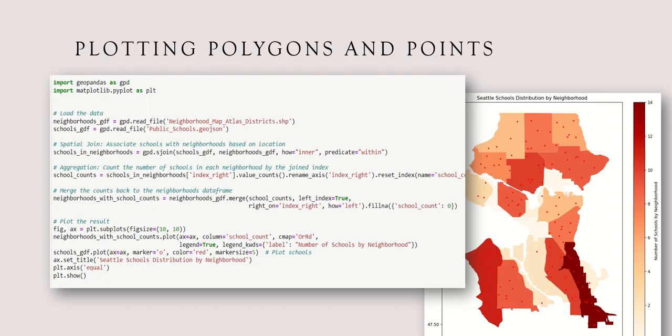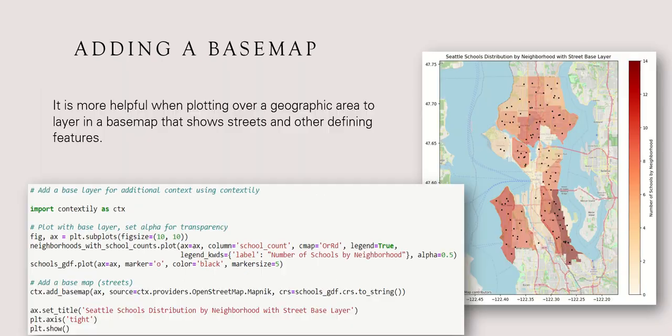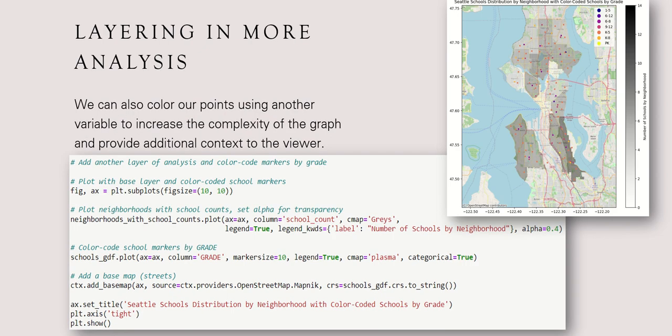So to start, we're going to plot polygons and points and walk through the code in our Jupyter notebook, but we'll basically get this graph here that shows the Seattle school neighborhoods and counts of schools, and then it colors them based on the total count. Then we're going to add a base map so we can see these neighborhoods layered over the actual geographic area.